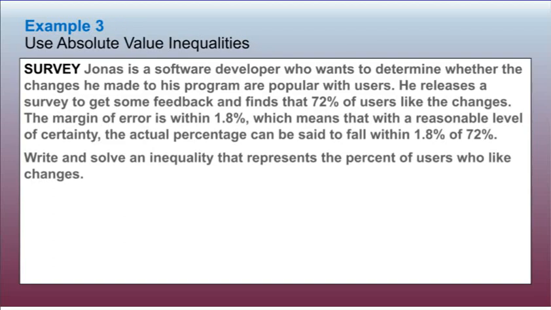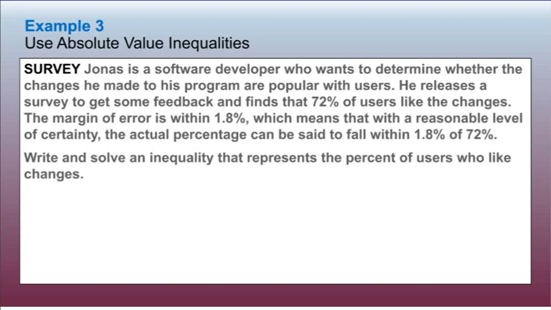Example 3, use absolute value inequalities. So a word problem. This is a software developer who wants to determine whether the changes he made to his program are popular with users. He releases a survey to get some feedback and finds that 72% of users like the changes. The margin of error is within 1.8%, which means that within a reasonable level of certainty, the actual percentage can be said to fall within 1.8% of 72%.